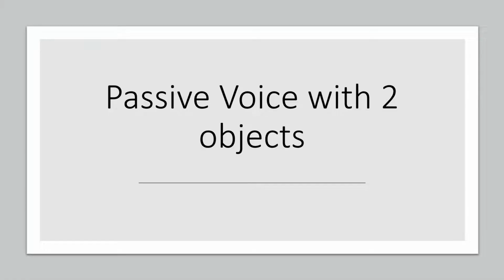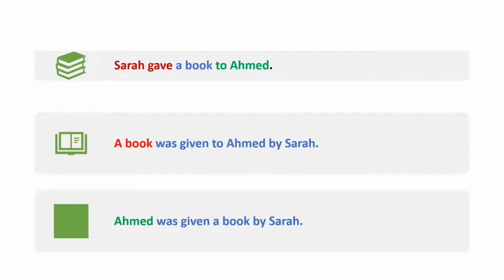Sometimes we have two objects. With verbs, we call them ditransitive, but we don't need to know what we call them for right now. We just need to know that they have two objects. So look at Sarah gave a book to Ahmed. Sarah gave what? A book. That's a direct object. To whom? To Ahmed. That's an indirect object.